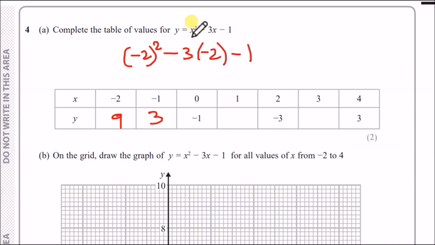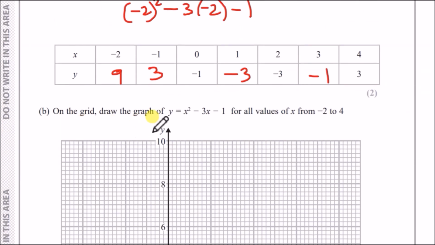And for the rest of them, when x is 1, you get 1, take away 3, which is minus 2, take away another 1, and it gives you minus 3. And finally, for 3, you've got 3 squared, which is 9, take away 3 times 3, which is 9, so 9 take away 9 is 0, take away 1, and you get minus 1. And yeah, I think that covers it all.